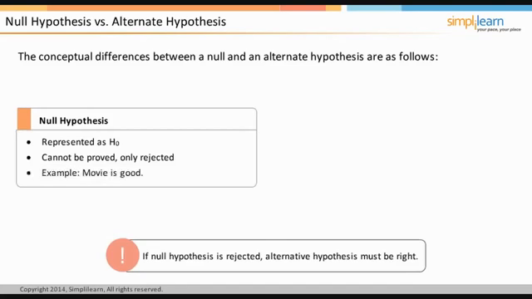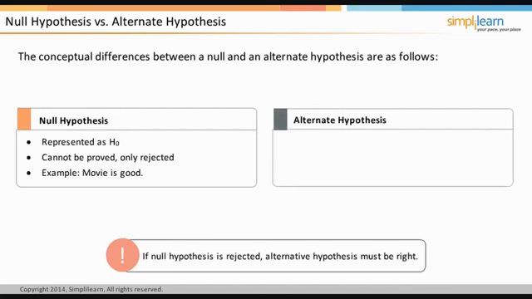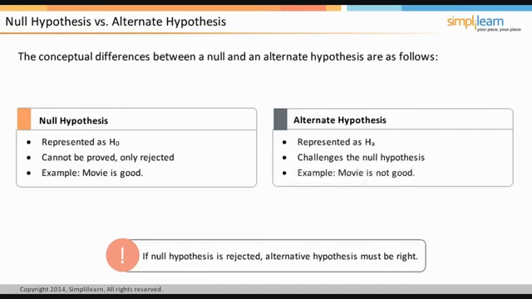For example, assuming that a movie is good, one plans to watch it. Therefore, the null hypothesis in this scenario will be movie is good. Alternative hypothesis, or HA, challenges the null hypothesis or is the converse of the null hypothesis. In this scenario, alternate hypothesis will be movie is not good. In the following screen, we will discuss type 1 and type 2 error.